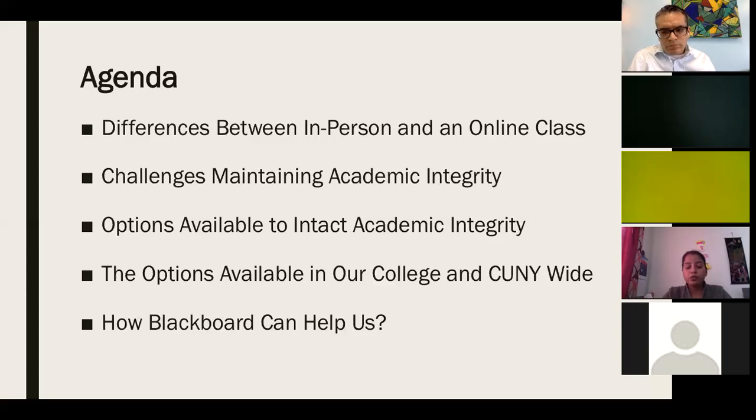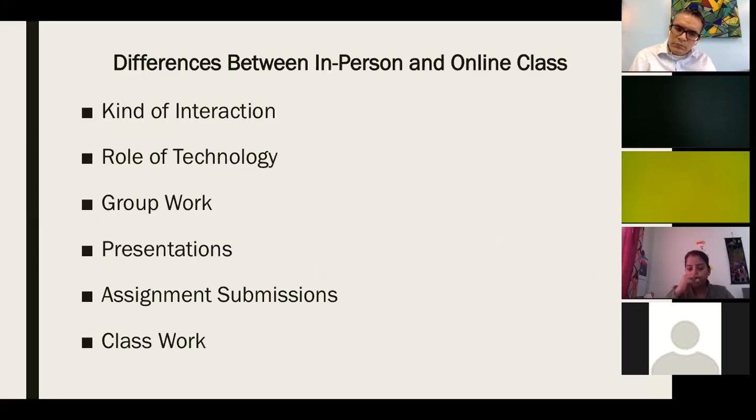So first of all, the most ideal approach is online proctoring, but we cannot do online proctoring for everything. We can just limit that to the tests, but we don't have that facility right now in our school. So I'm going to talk about all those areas. The difference between an in-person class and an online class is the kind of interaction. In an in-person class, you meet with the students and see them on a regular basis, like weekly or twice a week. You get to know them as a person, and they know you as a professor.